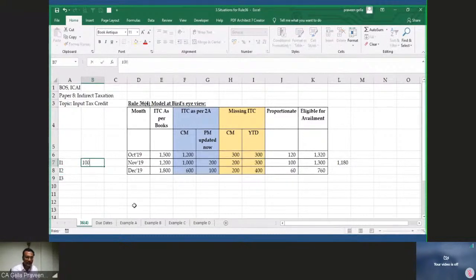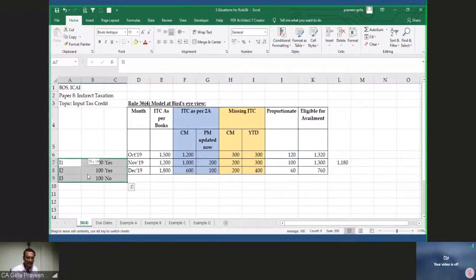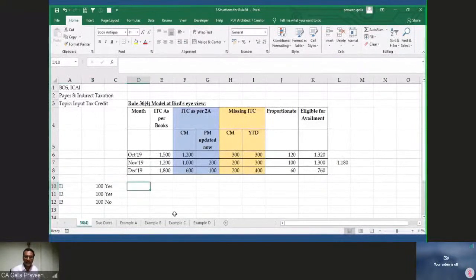Now if your question comes, sir, what if out of 300 I have invoice 1, invoice 2, invoice 3. I'll put the figures this way: 100, 100, 100. This is appearing, and this is not appearing. So out of 300, these 2 are appearing, this is missing. So what I will do, 10% of this. Okay, I have taken 120 rupees. Now I'll slightly bring this down. See, I have taken proportionate credit 120. So what I am saying, 120 divided by 3.